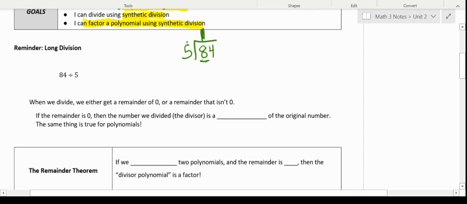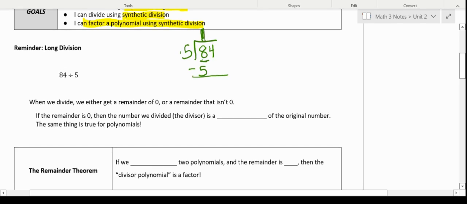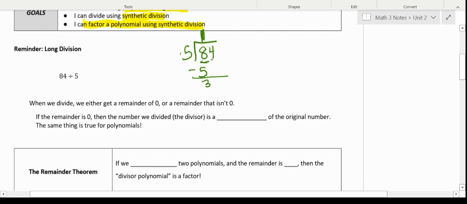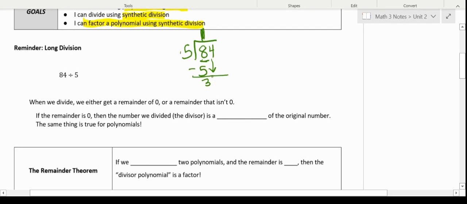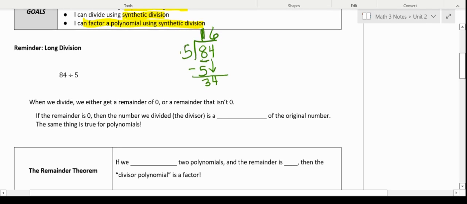We would then say 1 times 5 is 5. I would subtract. I have a 3. I would bring down my 4, and then you'd see how many times 5 divides into 34. We would get an answer of 6. 6 times 5 is 30. You would subtract, you would get 4.